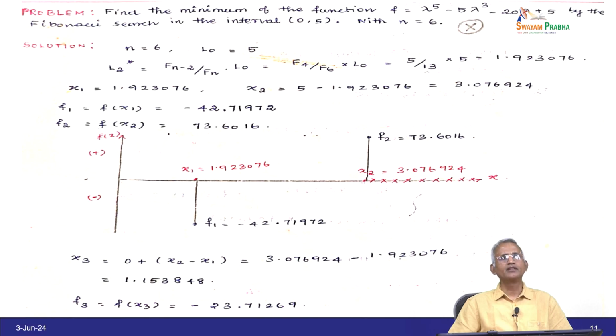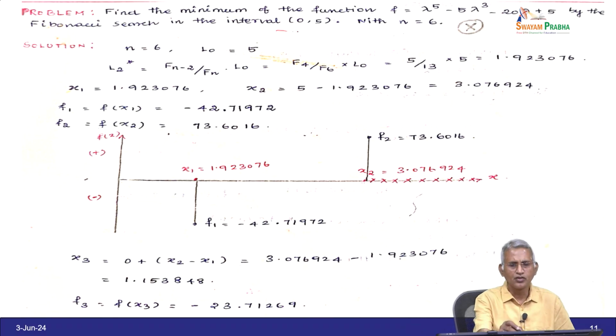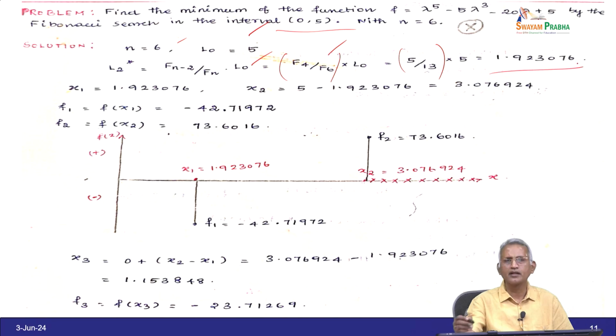Next, find the minimum of the function f equals lambda power 5 minus 5 lambda cube minus 20 lambda plus 5 by the Fibonacci search in the interval 0, 5 with n equal to 6. If n equals 6 and L naught equals 5, then L2 star equals F suffix n minus 2 by Fn into L naught, which is equal to F4 by F6 into L naught, and F4 is 5, F6 is 13, L naught is 5, and simplify, so that the net value is 1.923076.